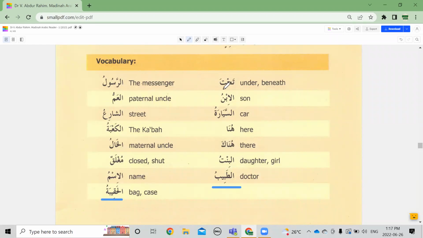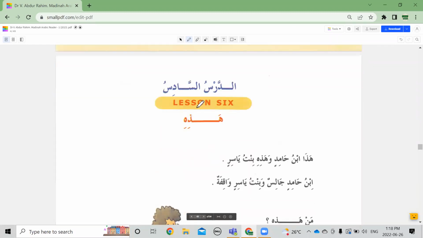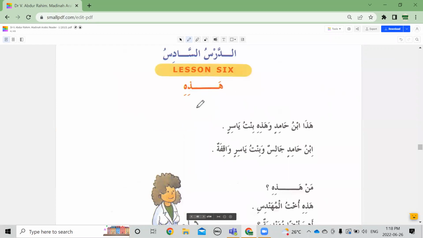Tahta, remember, tahta means under and it functions as a mudaf. It makes the next word mudaf ilayh, majroor. Okay, so that was just a review. Let's begin with lesson number 6 now. Who would like to begin reading?